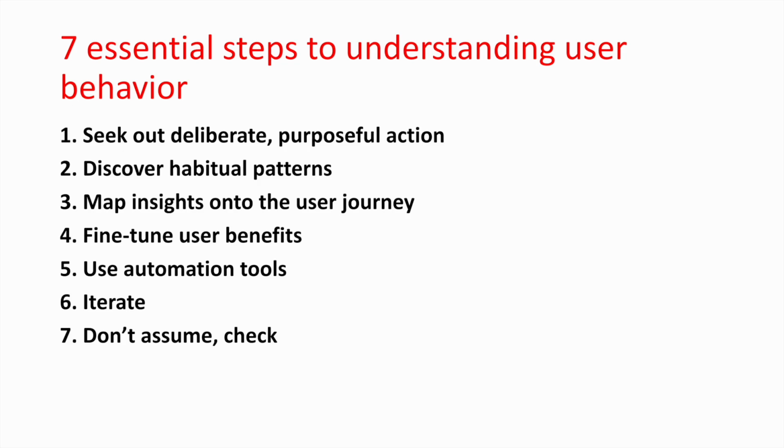We need to map insights onto the user journey, like the insights that we derived from the previous primary and secondary research. So those insights must be incorporated in the user journey. And we need to fine tune user benefits, like what are the advantages which the user will get. In order to understand the behavior of the user better, we need to fine tune the user advantages, and we need to use automation tools. So continuously iterating can improve the design over time.